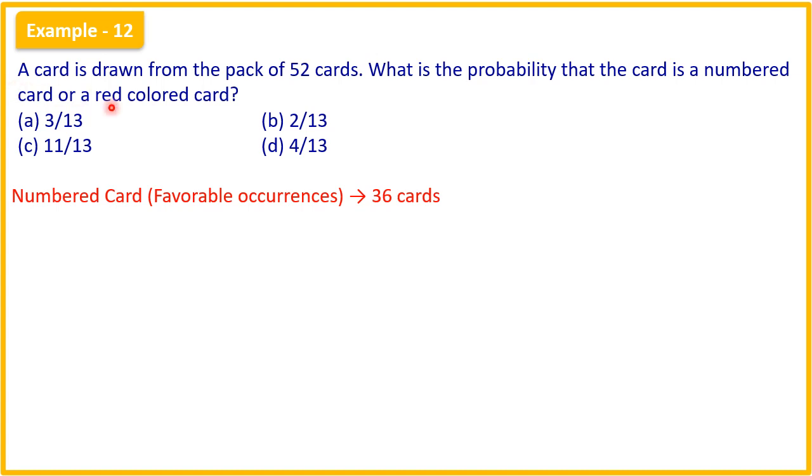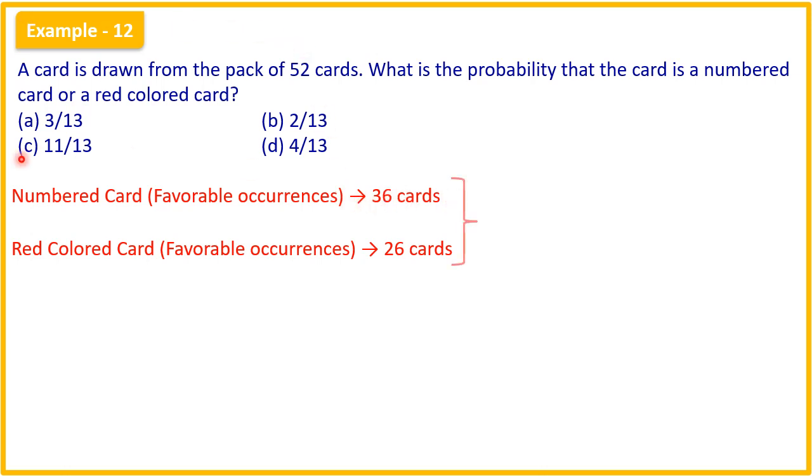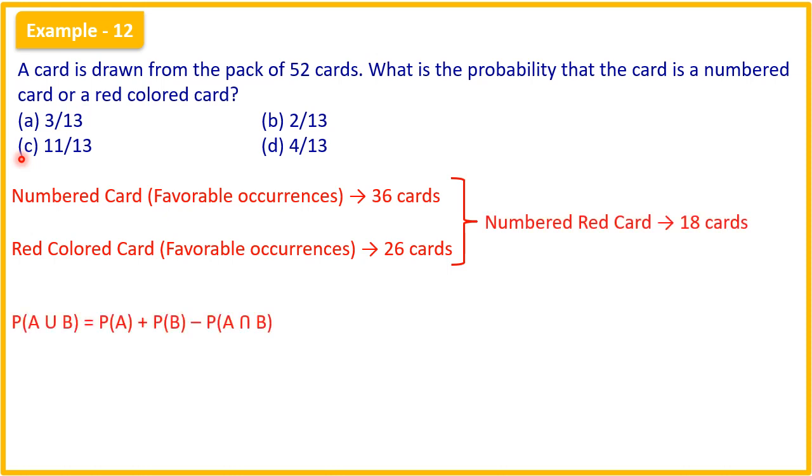Now talking about the red cards, there are 26 red cards. Now there are some common cards which are numbered and also red in color. How many are these? These are half of 36, which is 18. So numbered red cards are 18. So if I want to find the probability of A union B, it is equal to probability of A plus probability of B minus probability of A intersection B, which is common.